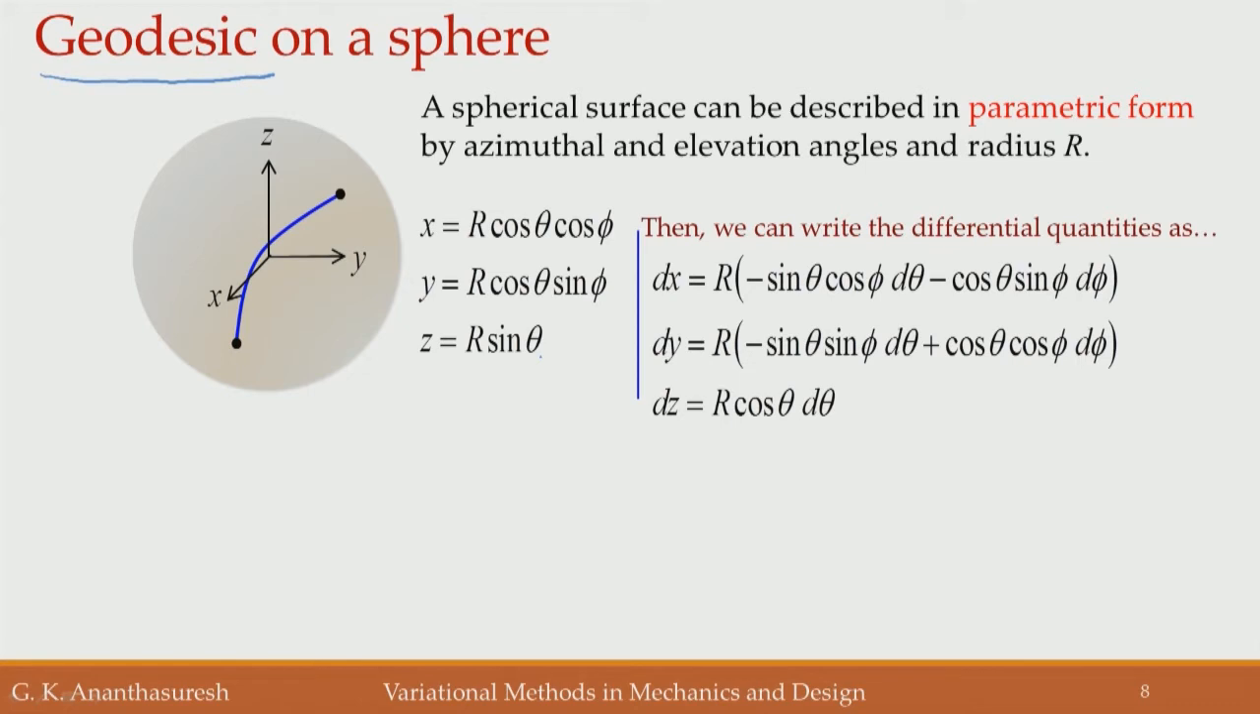So, here theta will be the elevation angle, phi will be the azimuthal angle, meaning that if I take any point, let us say a point over here, and project that point onto the xy plane, this will be the angle phi that we are taking. First of all, we have this r from here to here, that distance will be r, and this angle will be theta, what we call the elevation angle.